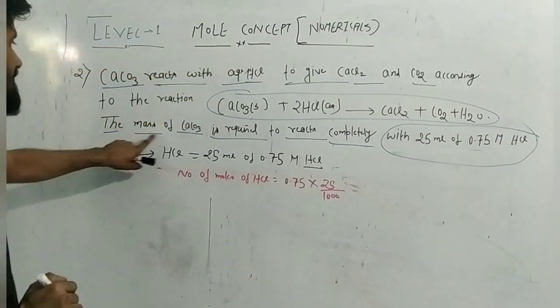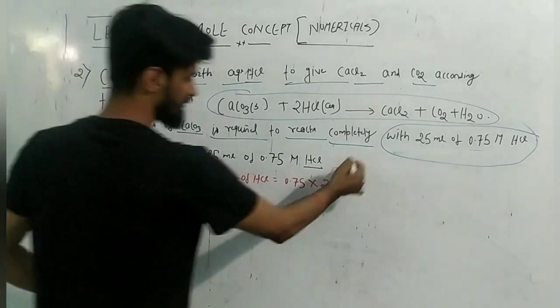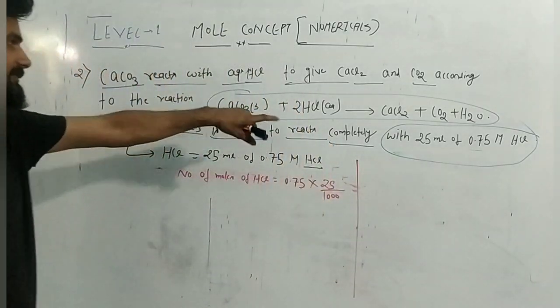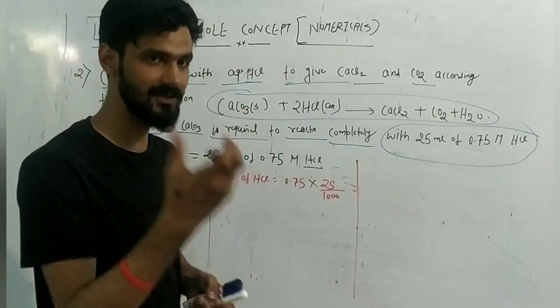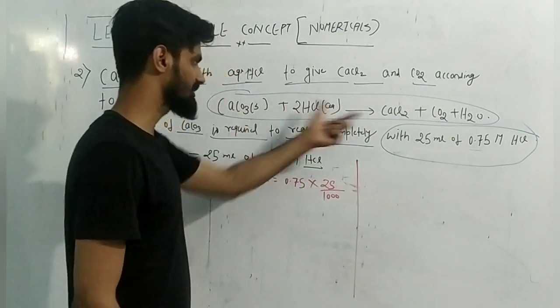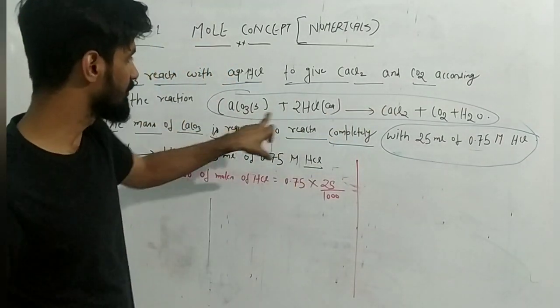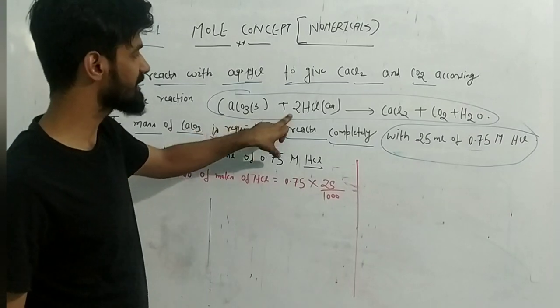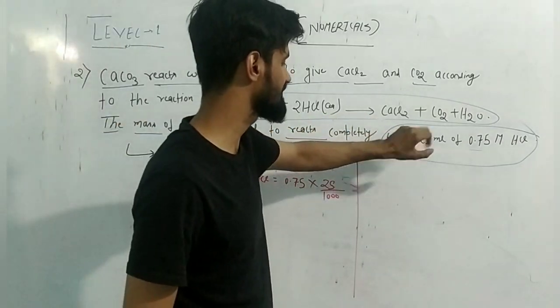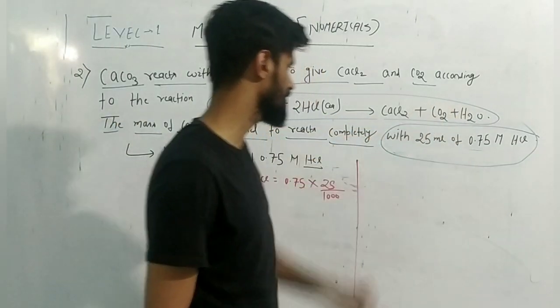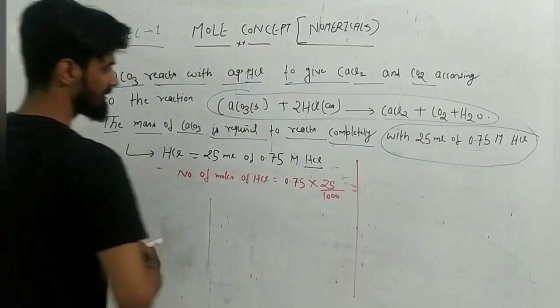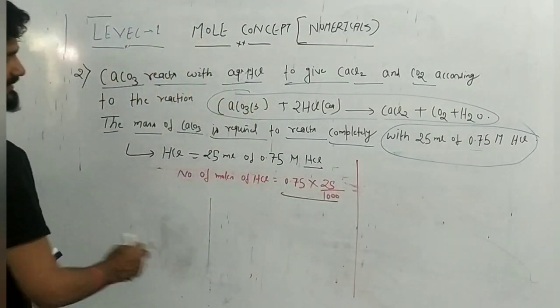Now the question is asking the mass of CaCO3. So before calculating the mass, from the chemical reaction you have to calculate the number of moles required for the reaction. So here 1 mole of CaCO3 reacts with 2 moles of HCl to produce 1 mole of CaCl2, 1 mole of CO2 and 1 mole of H2O. So you have calculated the number of moles here.